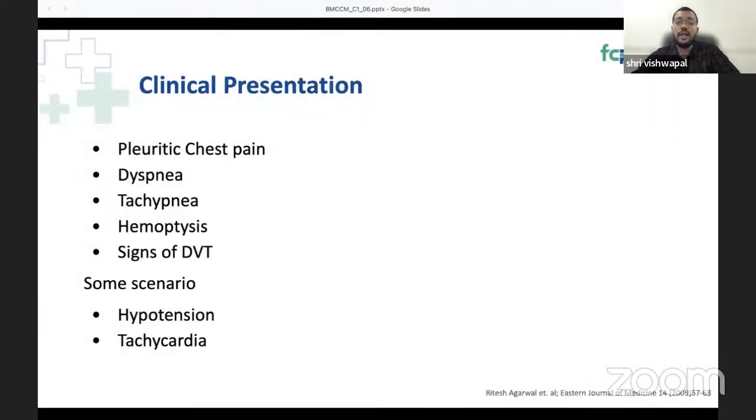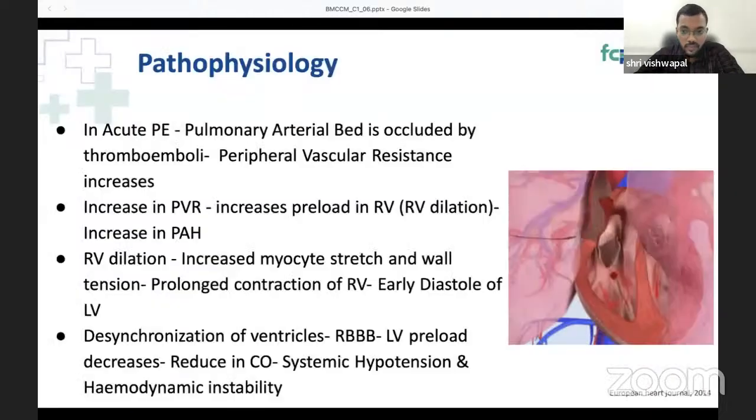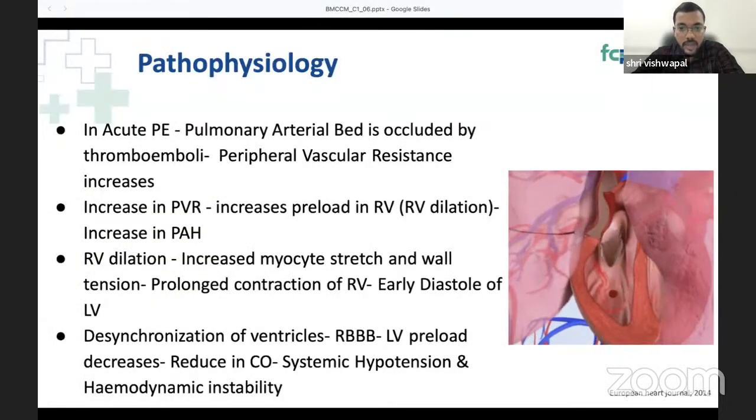So how does a patient present in the ER or in the OPD with pulmonary embolism? He or she presents with pleuritic chest pain, dyspnea, tachypnea, hemoptysis, and signs of DVT. In some situations, it's rare, unless it's an emergency or high risk, a patient doesn't come with hypotension or tachycardia. Okay, so here comes the real pathophysiology.